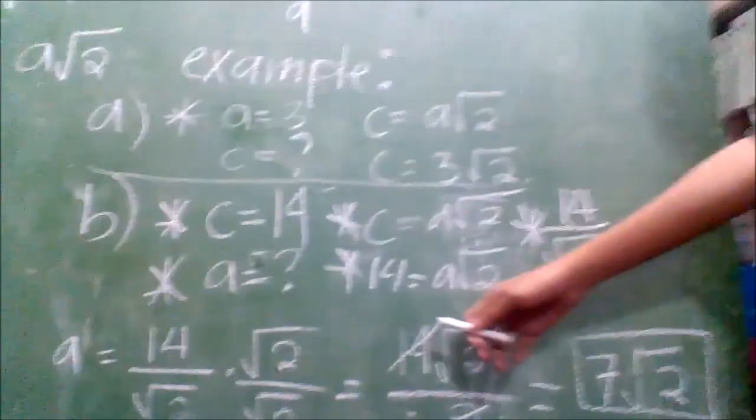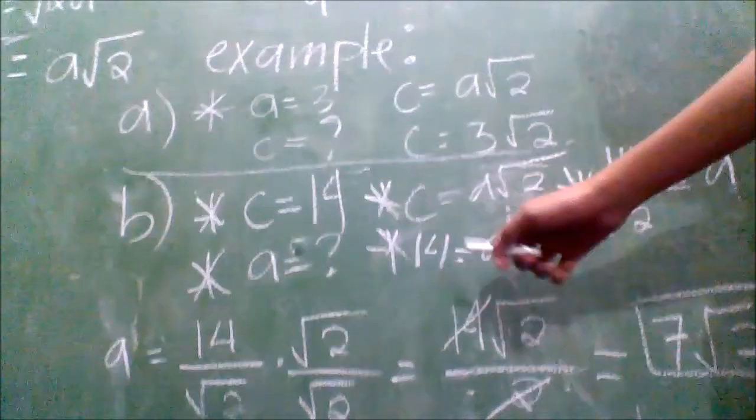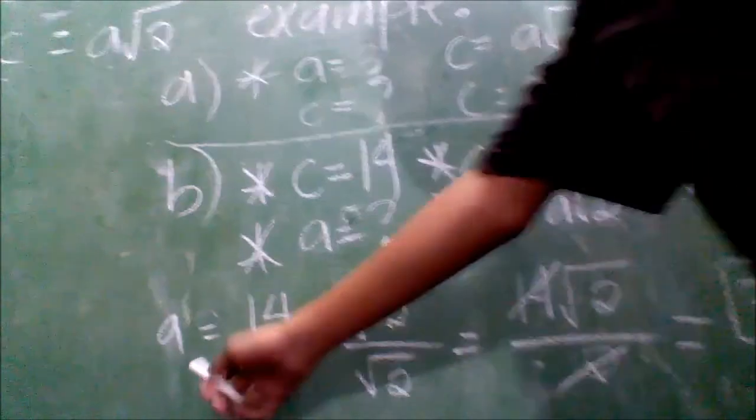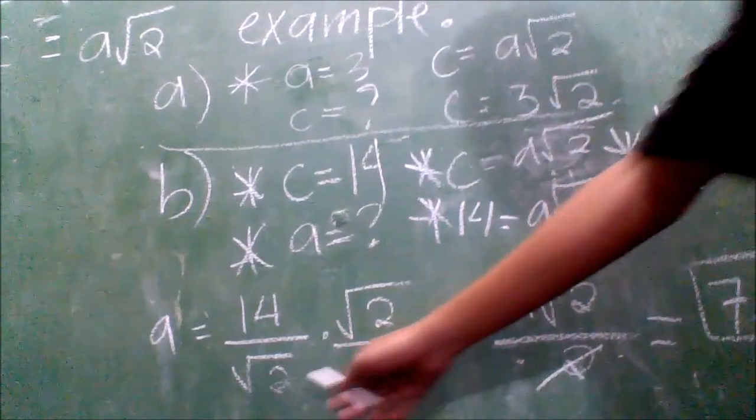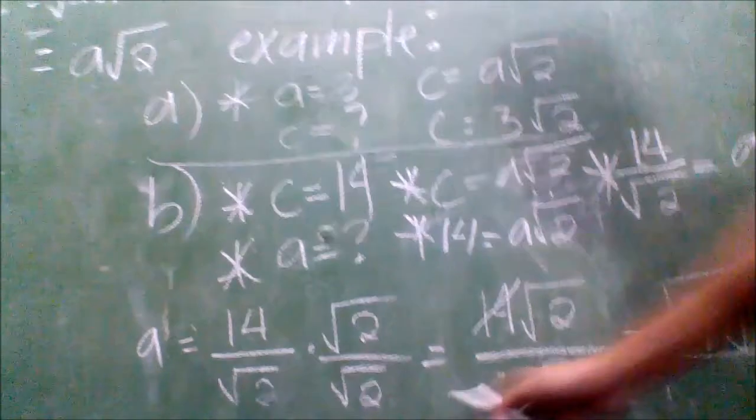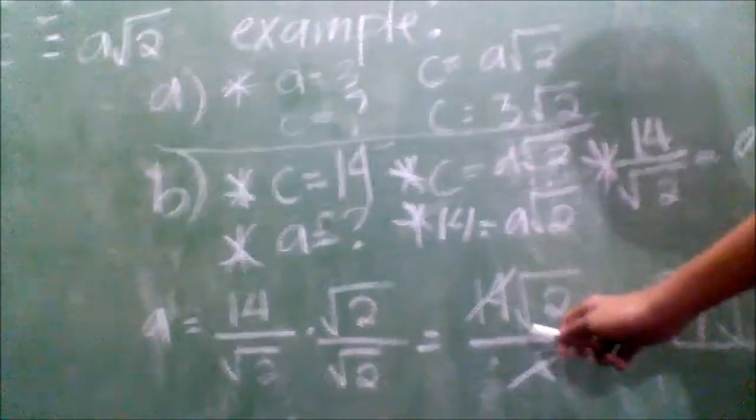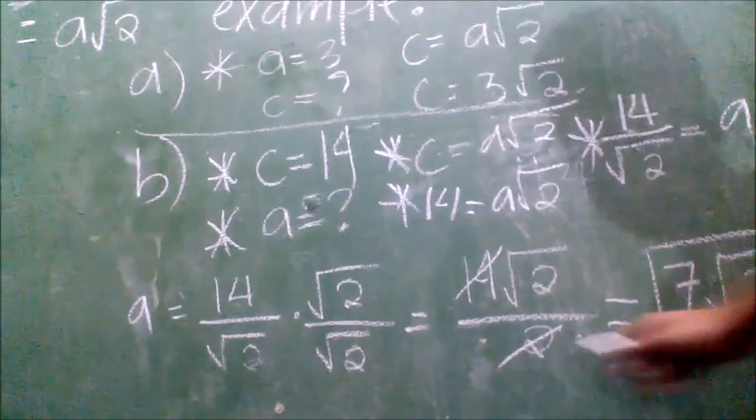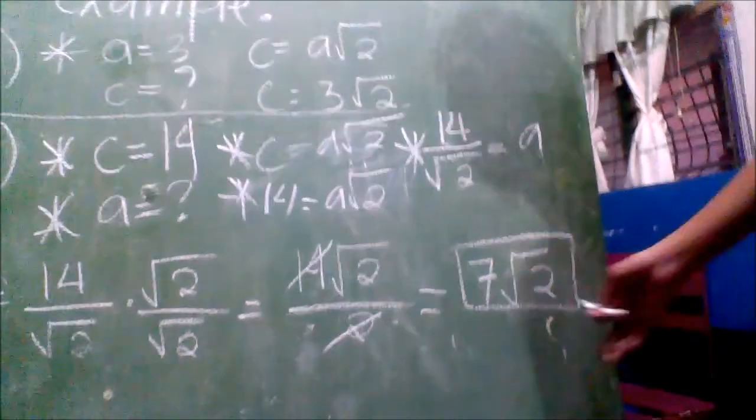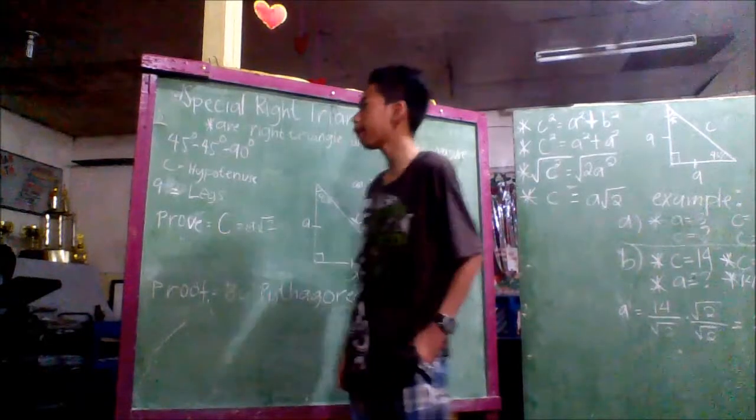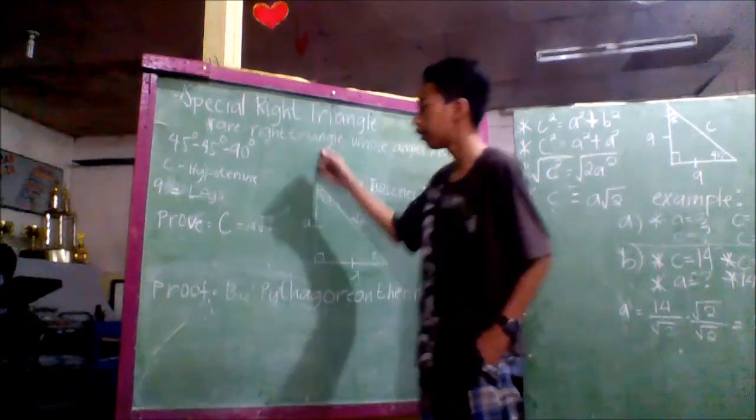Since there is a rule in math that there will be no radical in the denominator, A is equal to 14 over square root of 2 times square root of 2 over square root of 2. Then we get 14 square root of 2 over 2. 14 divided by 2 is 7, so A is equal to 7 square root of 2. Then that's all. Now we're done with the 45, 45, 90 degrees triangle.